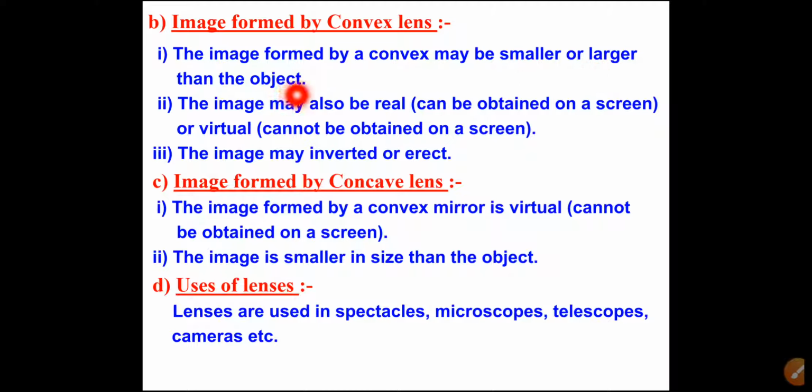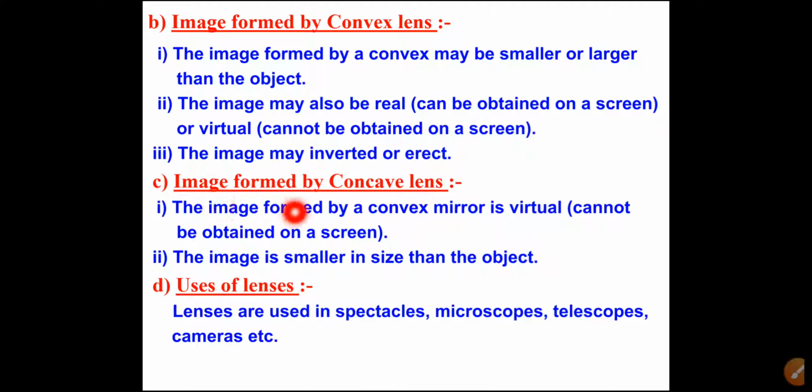Now you have taken the information about the convex mirror and concave mirror, the image formed by the concave mirror and the image formed by the convex mirror. But now here we are going to learn about the lens, the image formed by the convex lens. So how would that image be? The image would be smaller or larger than the object, and the image may also be real or virtual. Real means it can be obtained on the screen, or virtual means it cannot be obtained on the screen, and the image may be inverted or erect. Inverted means upside down and erect means straight.